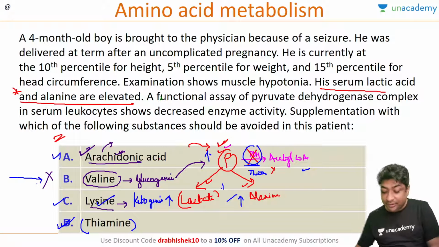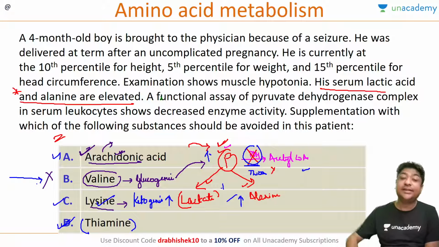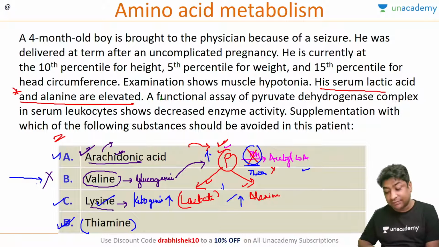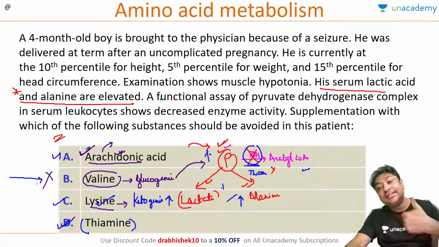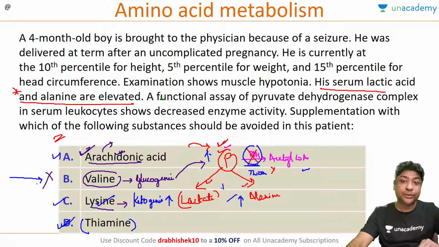Very good, Ravi. You're correct. PDH is a complex, so it will have more than one enzyme. But thiamine is the major cofactor, and pyruvate dehydrogenase is the major enzyme.